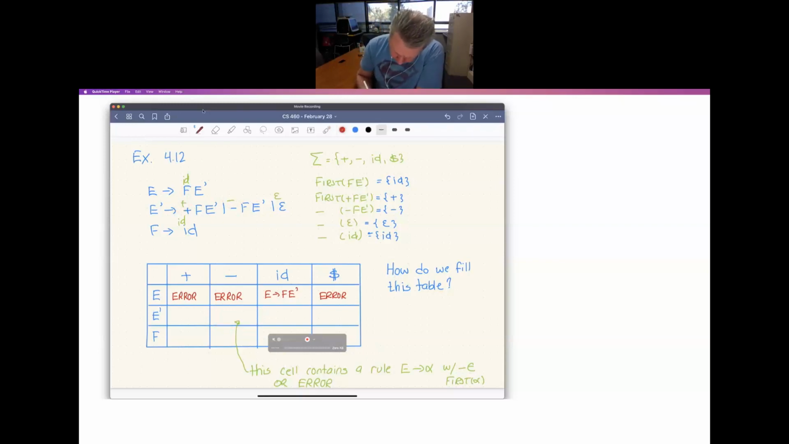Right, so should we do that in a green? Do it in a forest green. So we'll say E prime goes to plus F E prime. And then similarly, we can probably do this.